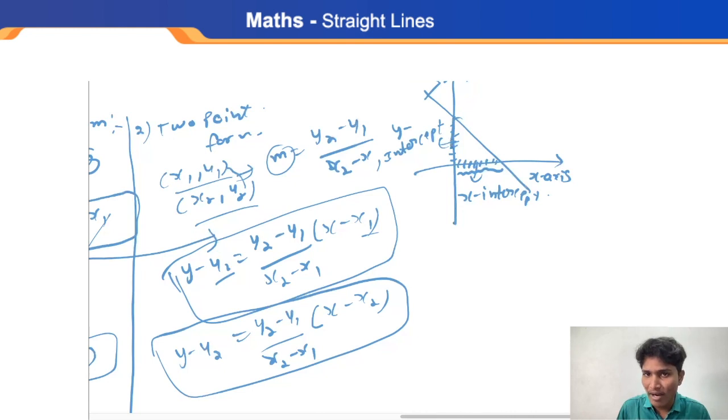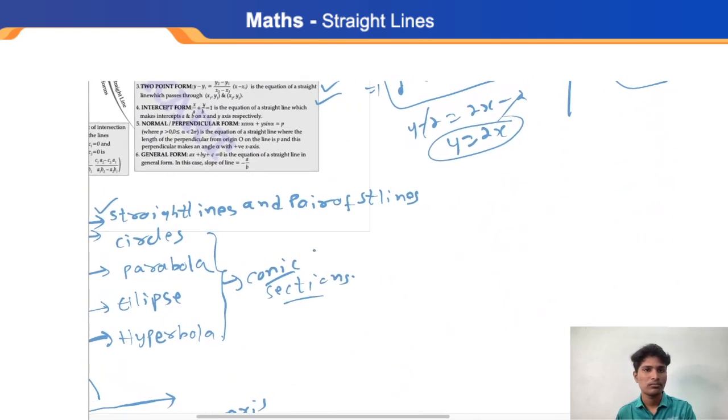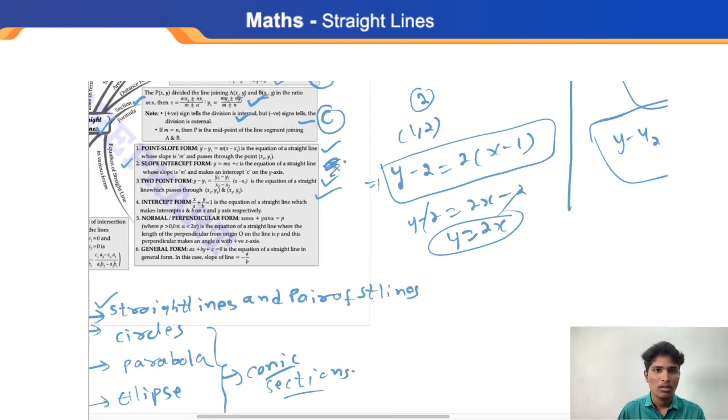Now if intercept is given, how will the value change? Suppose the intercept of the y-axis is given as c. Now what is the answer? Y is equal to mx plus c is the answer. So this is called slope intercept form. That is, slope is given and intercept is given. So this one is also completed. This format is also completed.